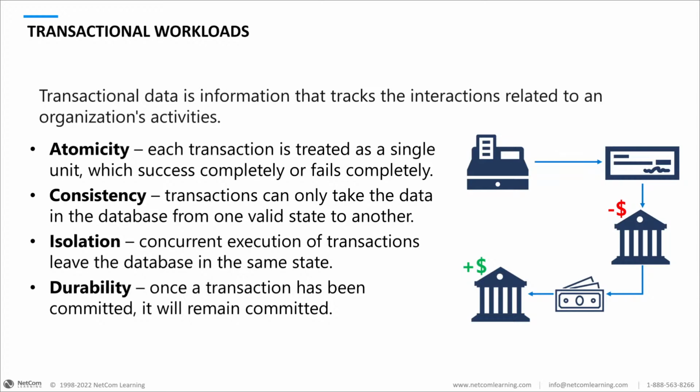So transactional workloads have something called the ACID process. The ACID process allows us to track interactions as the interaction is working through the system, so that we don't lose any of the data that goes with it. First of all, each transaction has atomicity, which means that each transaction is treated as a single unit which succeeds completely or fails completely.